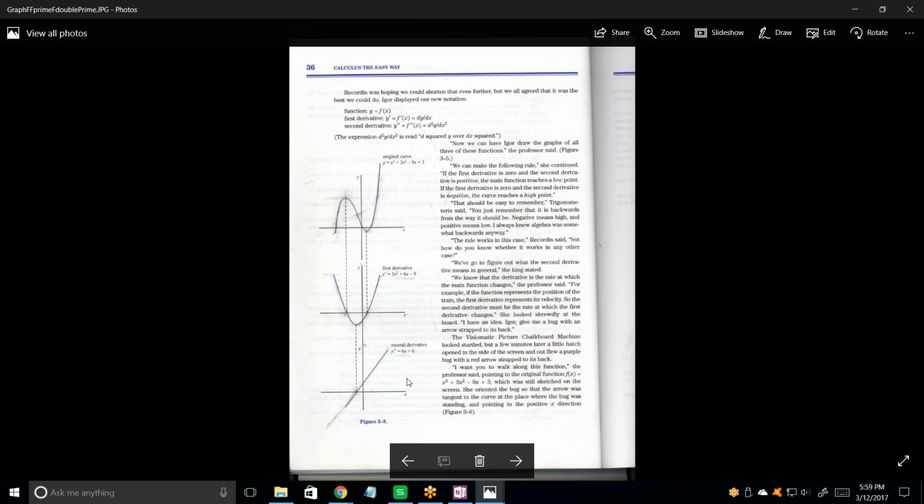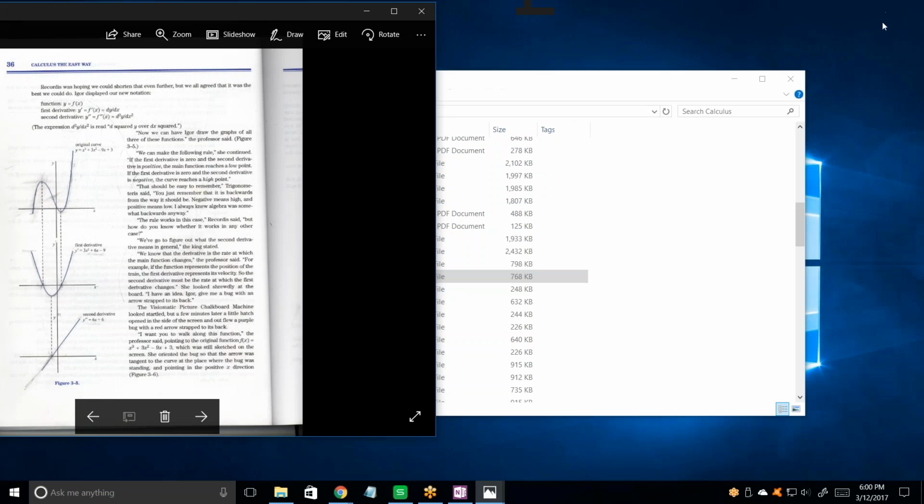When a function is increasing, its first derivative has to be positive. When a function is decreasing, its first derivative has to be negative. Okay? All right. That's a good place to stop.